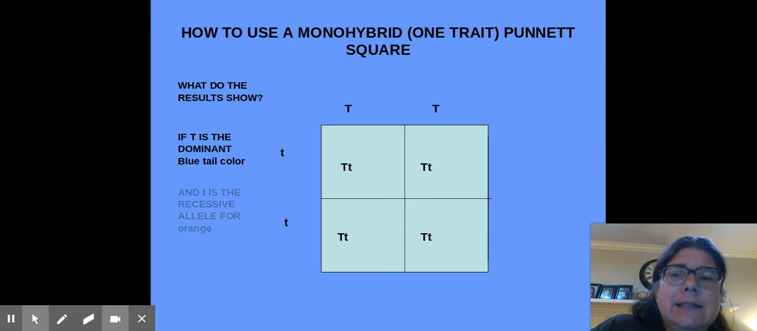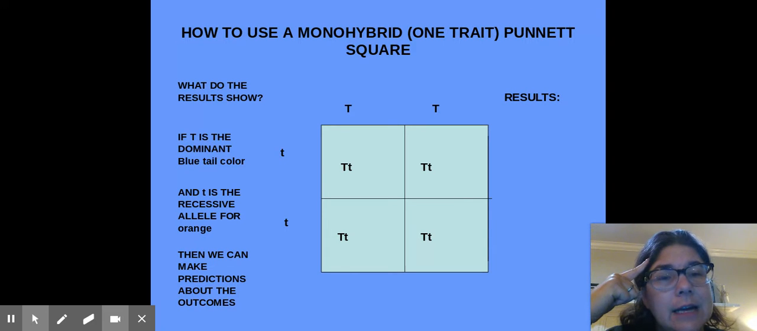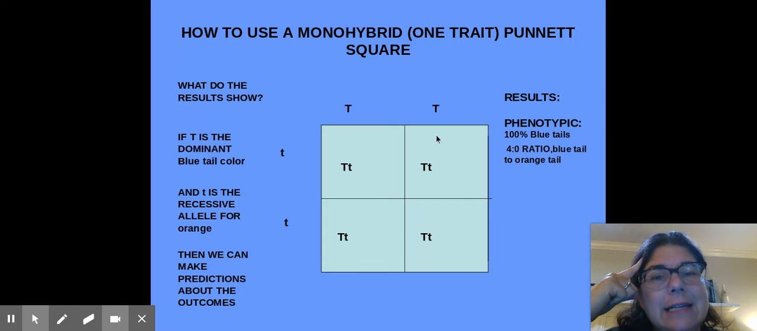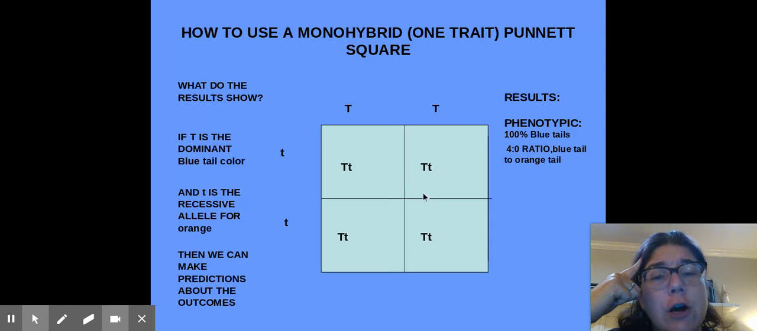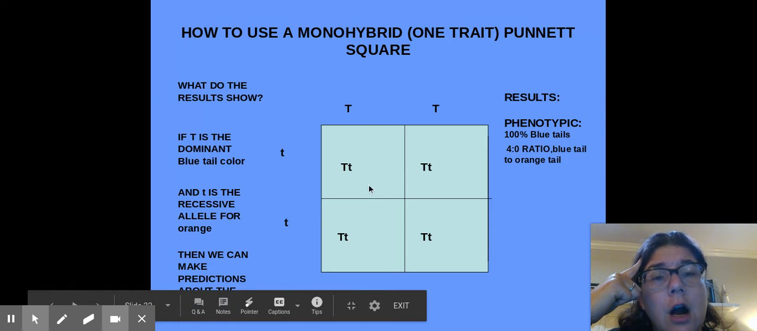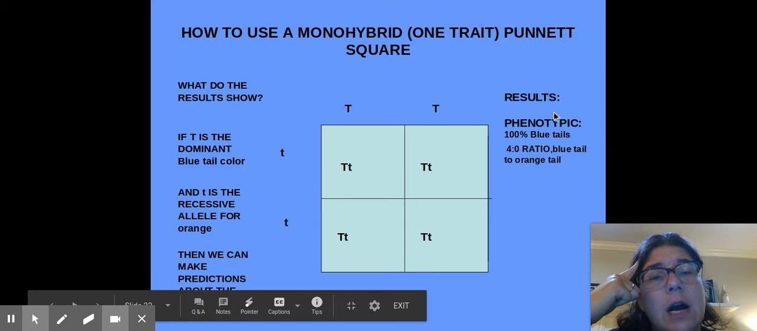So if big T is the dominant blue tail color and little t is the recessive allele for orange, then we can use this Punnett square to make predictions. What this shows us, if we break it down, is that all of these are going to be blue. All 4 boxes have a capital T. So 4 out of 4 are going to be blue. That's the same as 100%.